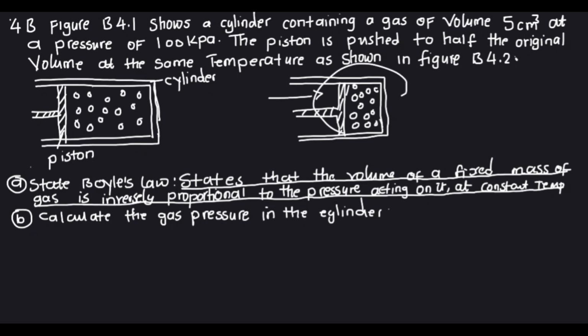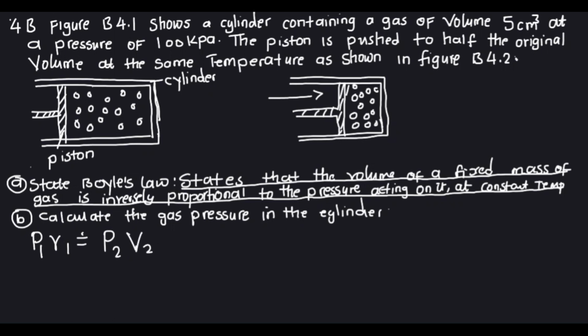But if we decrease the volume, by pushing the piston in this direction, we can see that the volume is decreasing, but the particles are becoming closer to each other. The more they become closer to each other, the greater the pressure or the collision effect. Now, for the formula for Boyle's law, we use pressure 1 multiplied by volume 1 is equal to pressure 2 times volume 2. So that is the formula. You need to master this formula.